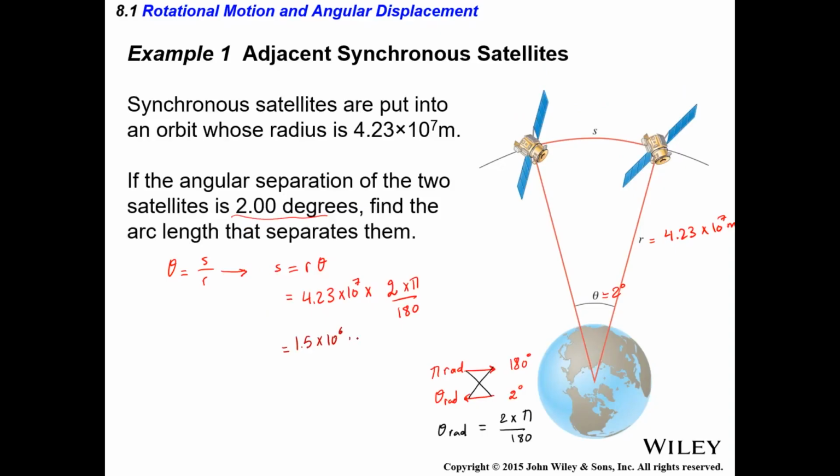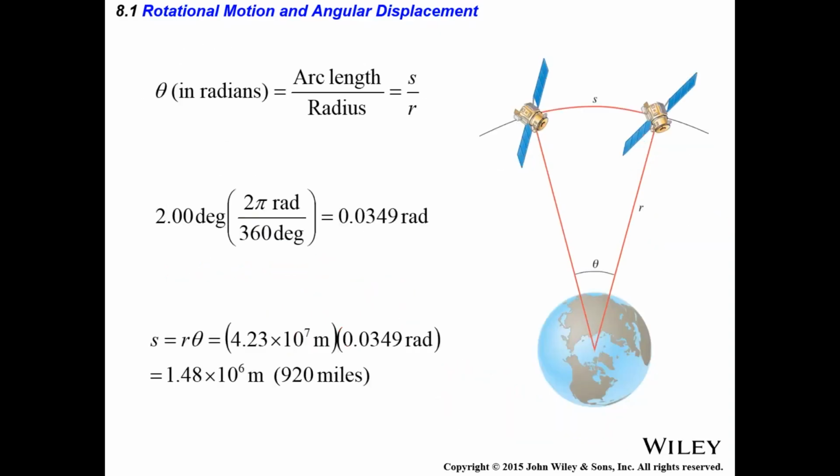What's the unit? Meters. This is an arc length. The SI unit is meters. R was already in meters. And the angle theta, I found it. And that's it.